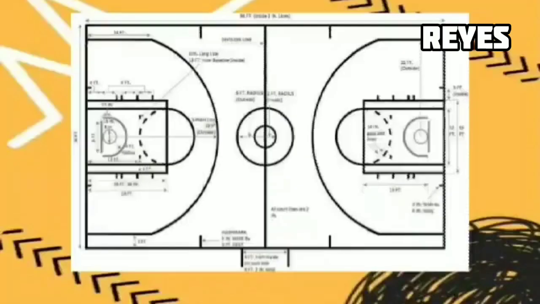Facilities of the game of basketball. So the first facility in this game is the basketball court. The basketball court is the playing surface consisting of a rectangular floor with a basket at each end. Basketball courts come in different sizes. So in the parts of the basketball court, the first one is the free throw lane.